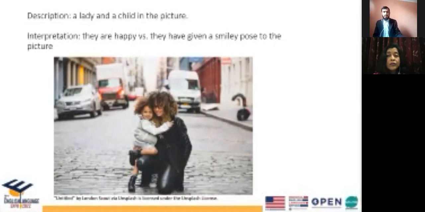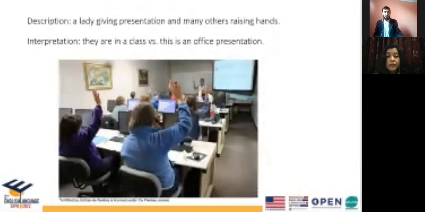However, some other people could say something else. They might say this is a teacher and a student. Some other people can say that this is an aunt and a niece, etc. So the description remains the same. However, the interpretation changes.